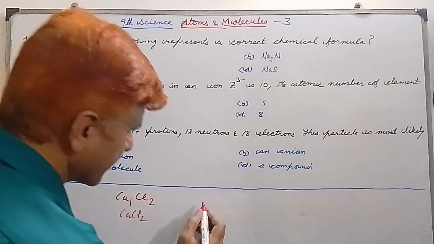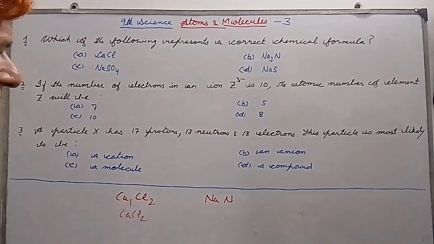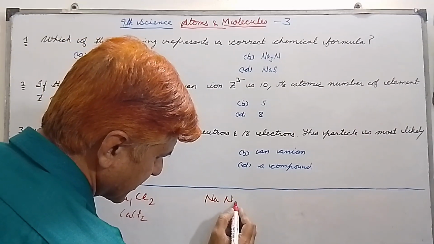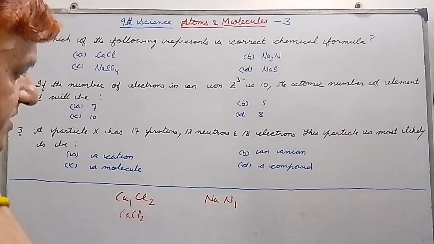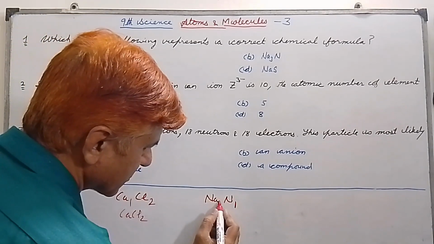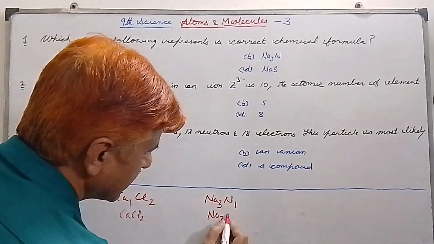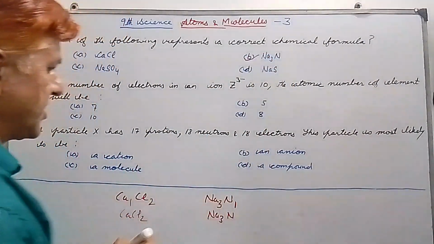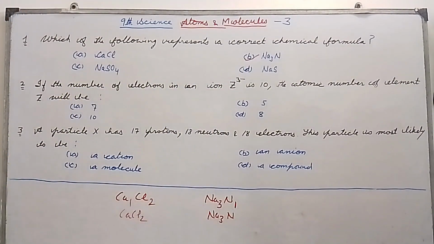B, sodium nitride. What is the valency of sodium? 1. So that will become the valency of the nitrogen atom. And what is the valency of the nitrogen atom? That is 3. So that will become the valency of sodium. So you will write here Na3N. So B is the correct option. Similarly, you can write chemical formulas for C and D yourself also.